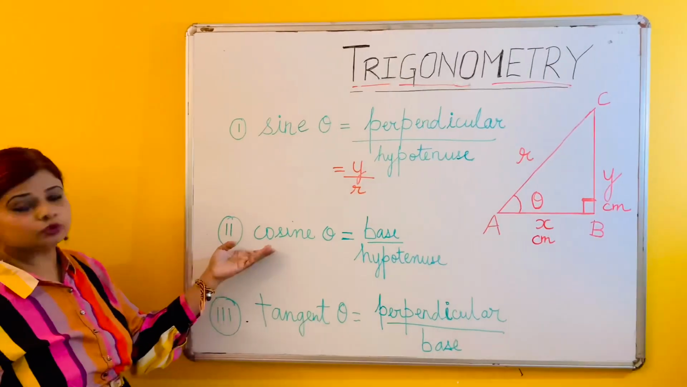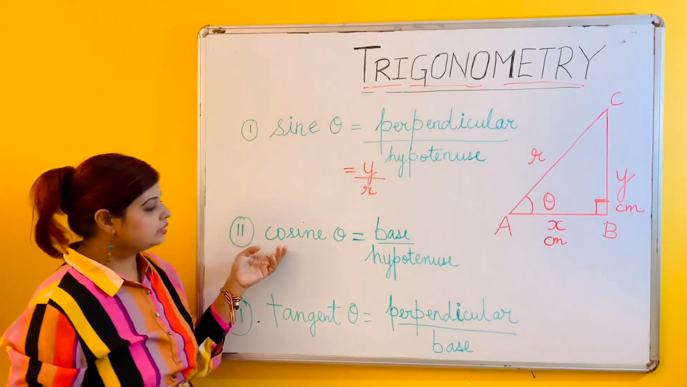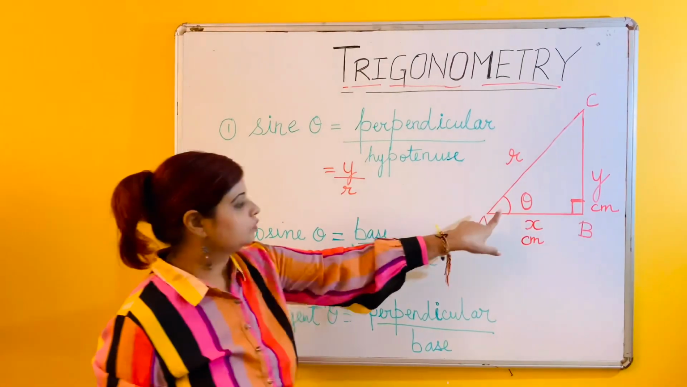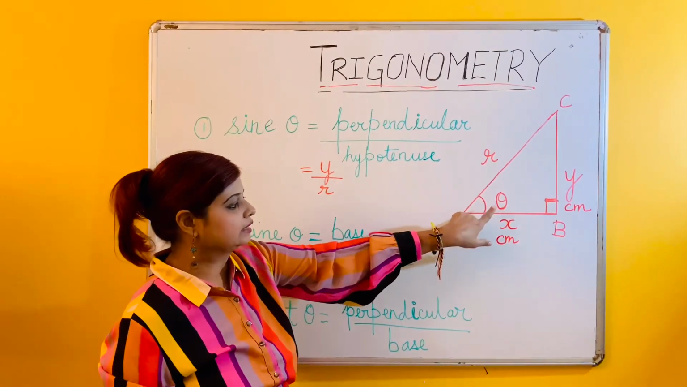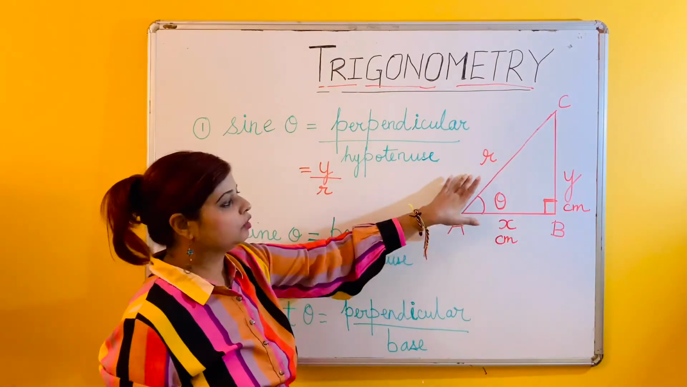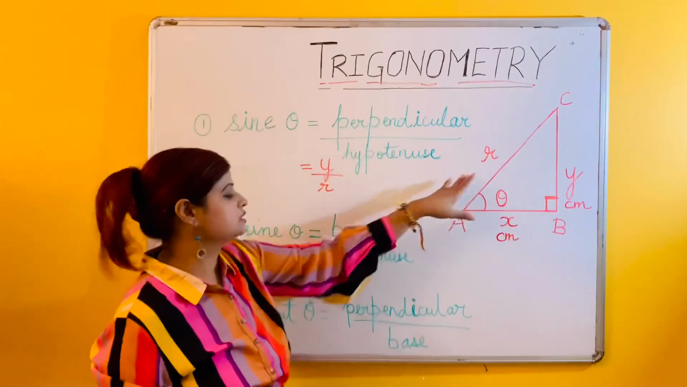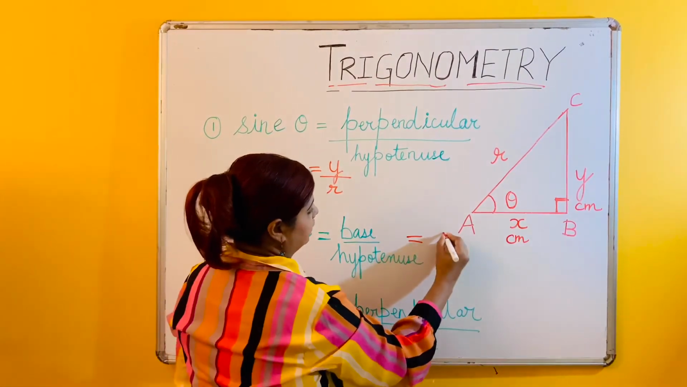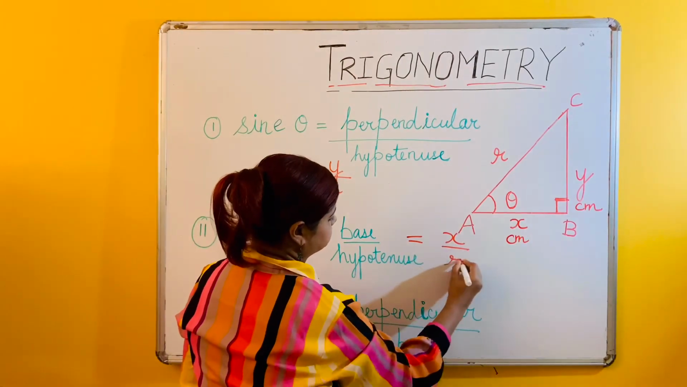Now coming to cosine theta. Cosine theta is the ratio of the base and the hypotenuse. With respect to angle theta here, this is our base, and obviously this is the hypotenuse, which is the largest side. So we can write it as x by r.